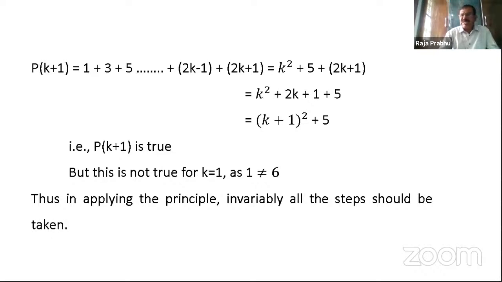Therefore, this statement is not correct for all the values of n. Therefore, the statement is not true. We cannot prove it because the statement is not correct for all the values of n. Even though it is satisfied in two cases, n is equal to k and n is equal to k plus 1, as it fails in the first case, the statement is not true in all the cases. Therefore, to prove any statement by applying the principle, invariably all the steps must be considered. Then only we can come to a conclusion that the statement is true in all the cases.